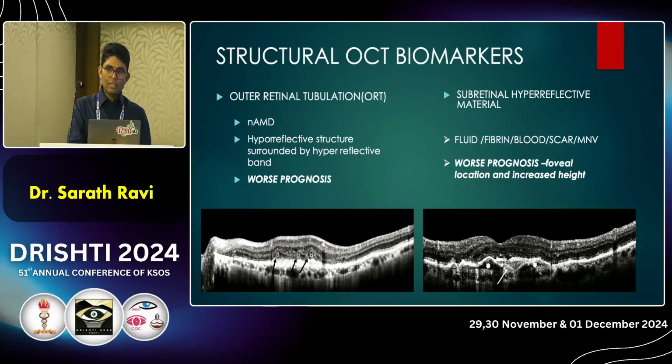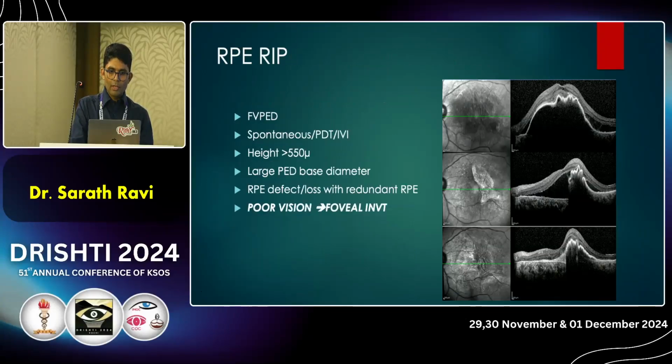The other structural OCT biomarker is the outer retinal tubulation. These can be present in the outer nuclear layer, and these are seen as round hyporeflective lesions surrounded by a hyperreflective band and also indicate a poor prognosis. There could be subretinal hyperreflective material, which could be either fluid, fibrin or blood or a neovascular tissue, and the height of the subretinal hyperreflective material along with the foveal location indicates a poor prognosis.